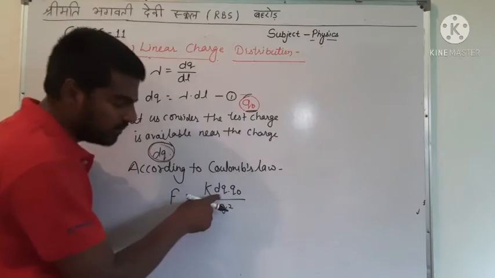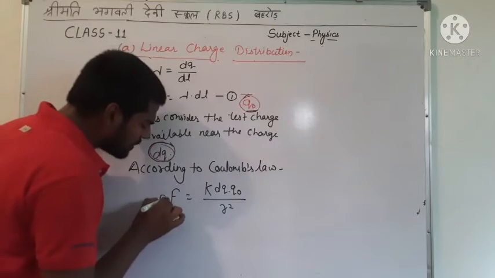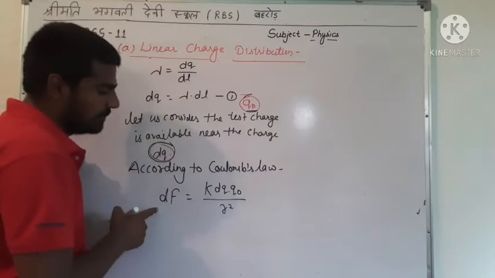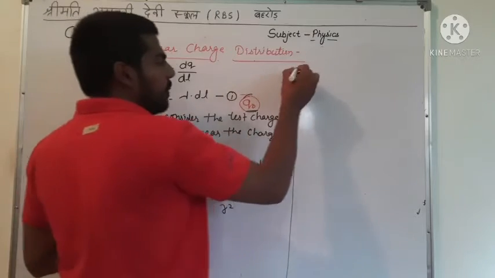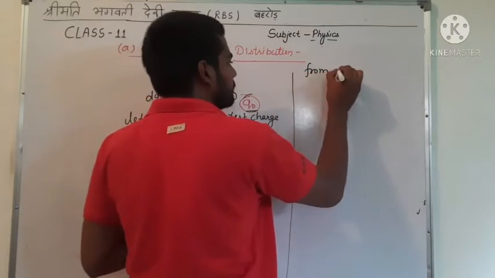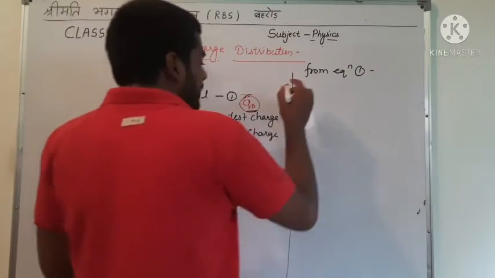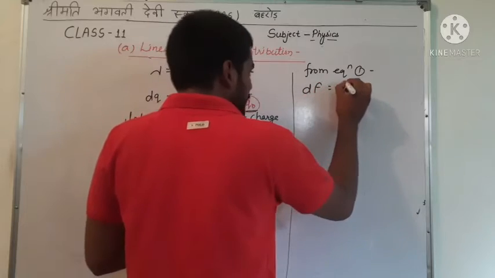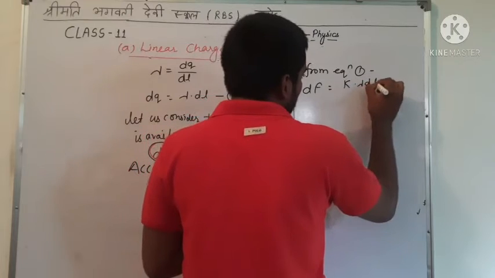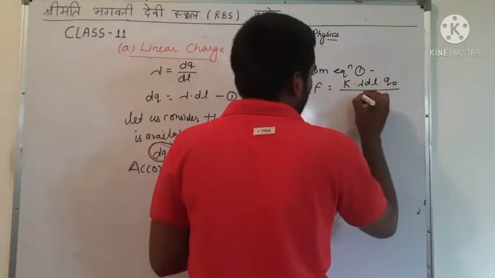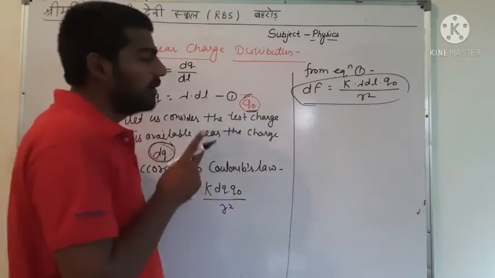Here the charge is small. When the charge is small, then the force applied between the charges is also small. The value of dq from equation first: here df equal to k into dq, whose value is lambda dl, into q0 upon r square. This is the small force applied between two charges.